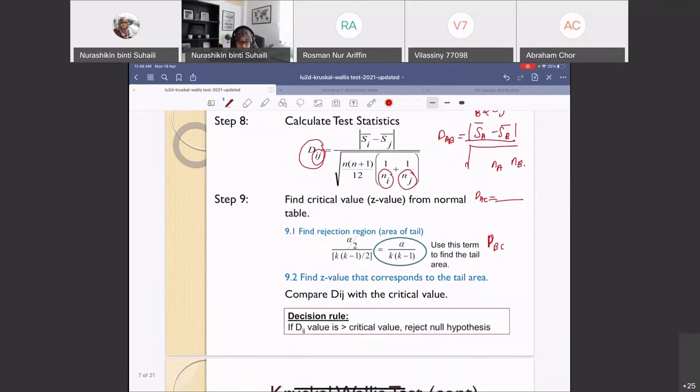Step nine is to find the critical value, the Z value, from the normal table. There is another table that you have to refer to, called the normal table or Z table, it's the same. Normal distribution table. So how are you going to find the critical value? First, under step 9.1, you have to find the value of this expression. This term is equal to this, so you just refer to this term in order to find the rejection region. The rejection region is the tail area.